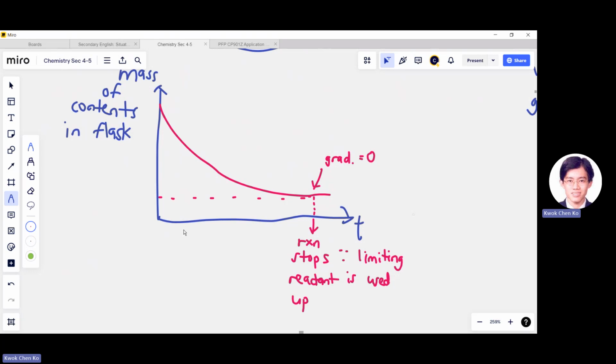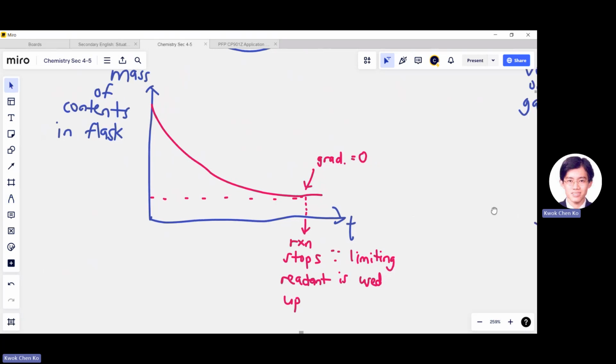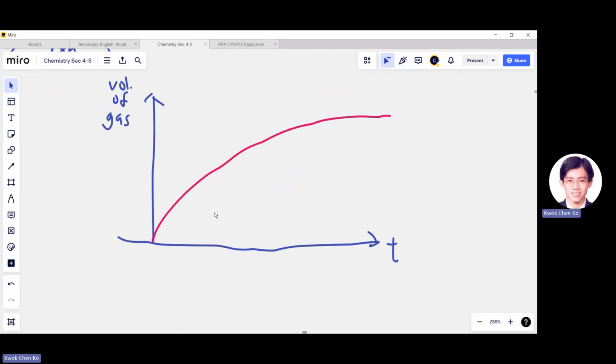So I think you should know what I want to tell you for this curve as well. Same thing applies. Make sure you draw until the gradient is 0. Identify that point when the gradient first becomes 0. Again, just jot down, reaction stops. And of course, the reason is the same.